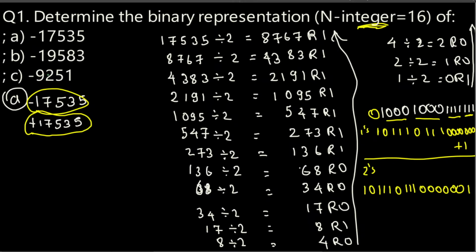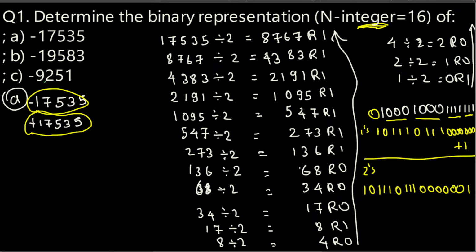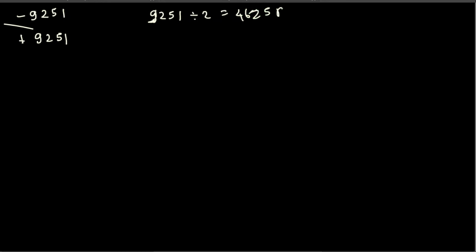The C part, we have negative 9,251. As we did before, we have to find out the positive value of this first, and then convert this one into 2's complement. So for the positive value, we divide this one until it becomes 0. So 9,251 divided by 2, that becomes 4,625, and the remainder is 1.